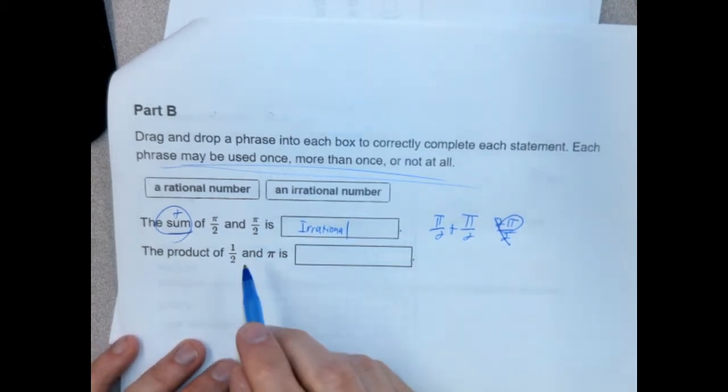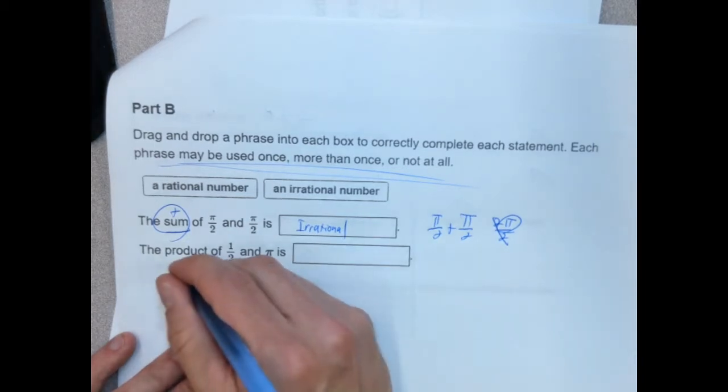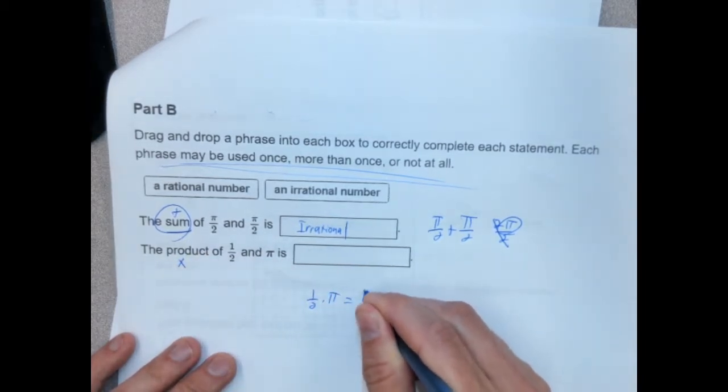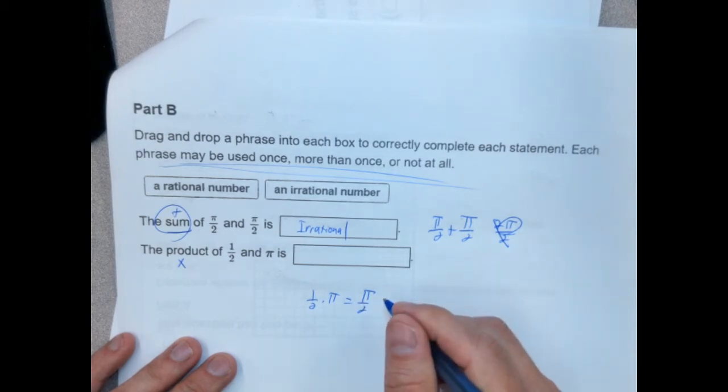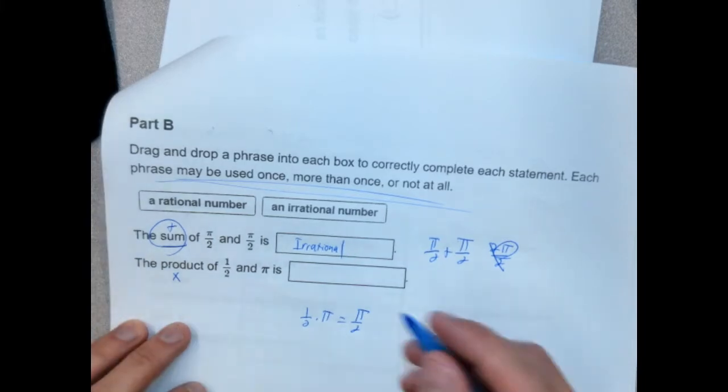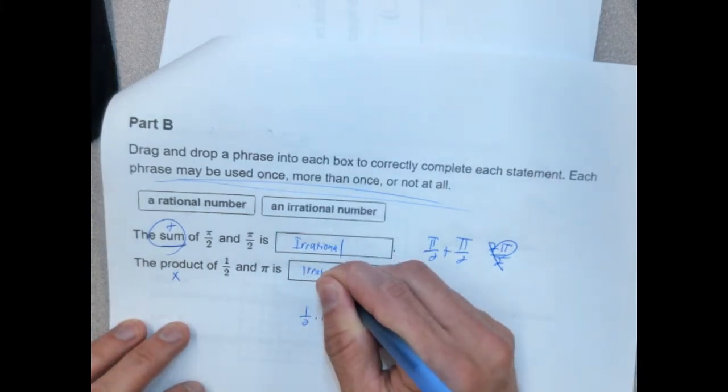The product of 1/2 and pi is blank, so product is multiplication. So 1/2 times pi is pi over 2, and that is irrational. Okay. Irrational.